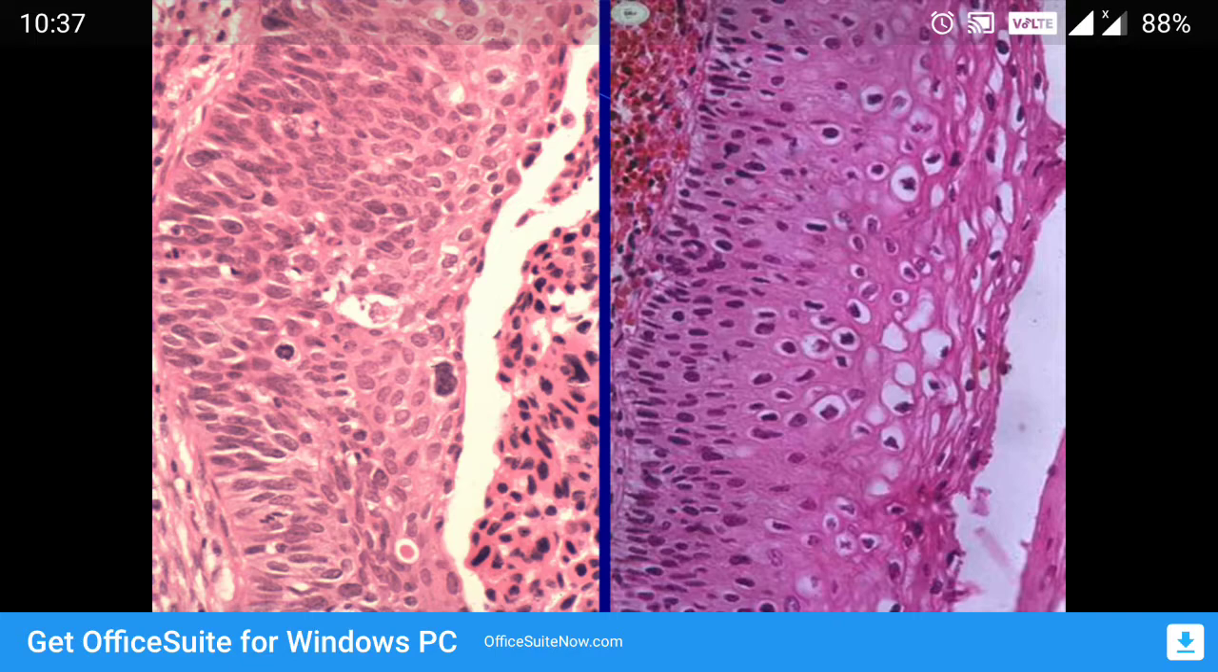So, what was the previous class? If you can remember this photograph, this is dysplasia. Dysplasia means the cells with malignant features are present in the epithelium but have not crossed the basement membrane. Okay, so that is dysplasia.